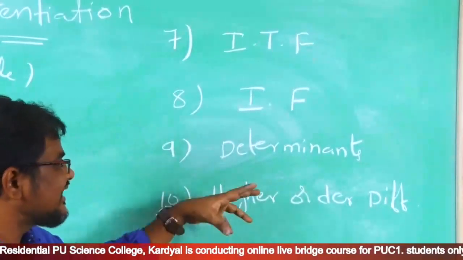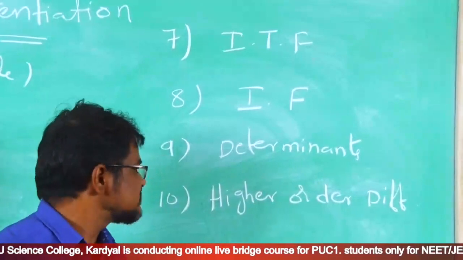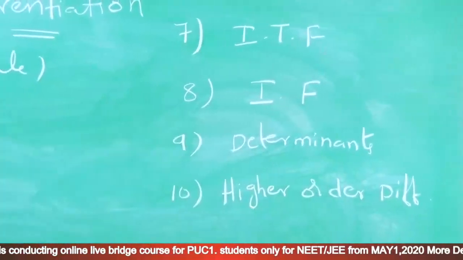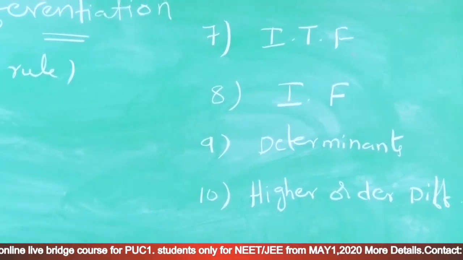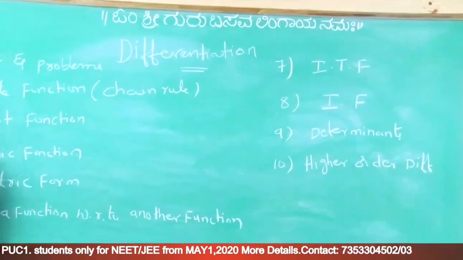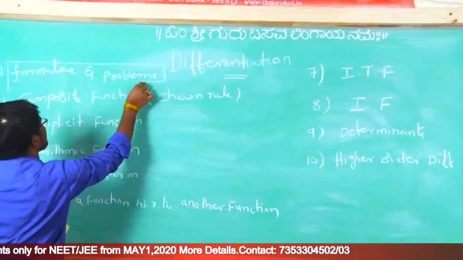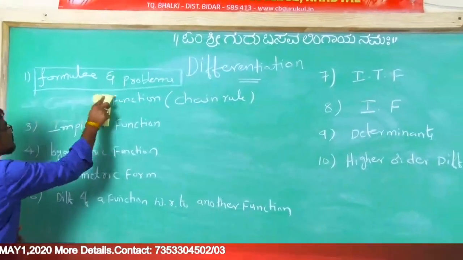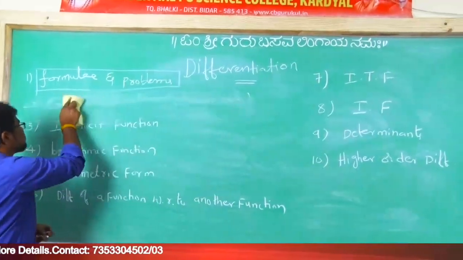The tenth one is higher order differentiation, which means in NCERT only second order differentiation is there, that one we will discuss. Here, 2 to 10 are second year concepts, and only this first one, formulas and formula based problems, is first year. Problems and formula based problems we already completed in first year.